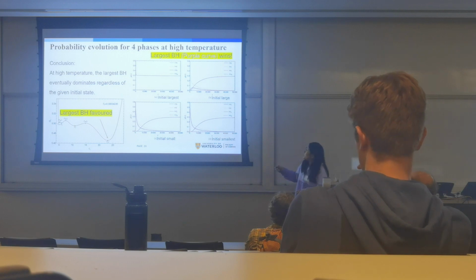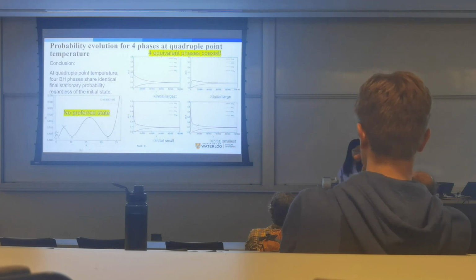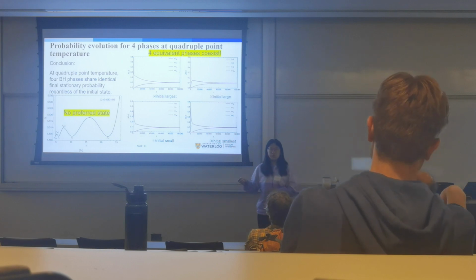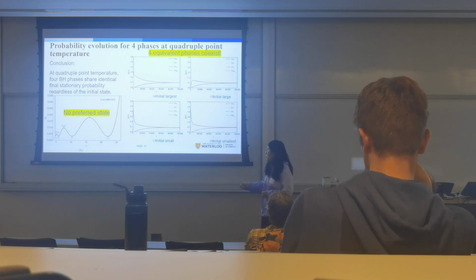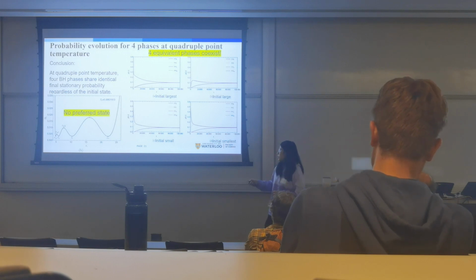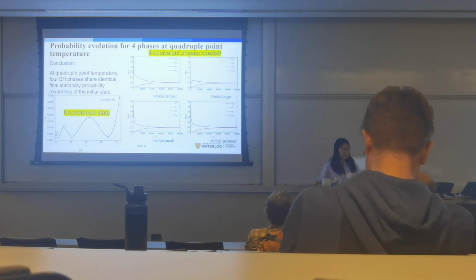So finally, the largest black hole wins. The purple curve has the highest probability. And if we adjust the temperature to make it just right under the quadruple point temperature, this means that we have the black curve where the four stable phases have the same Gibbs free energy value, so there are no preferred states. As you can see, after a sufficiently long time, regardless of the initial state, the four black hole phases will have the same final stationary probability, so they merge together. So in this case, the four equivalent phases coexist, we cannot distinguish them.